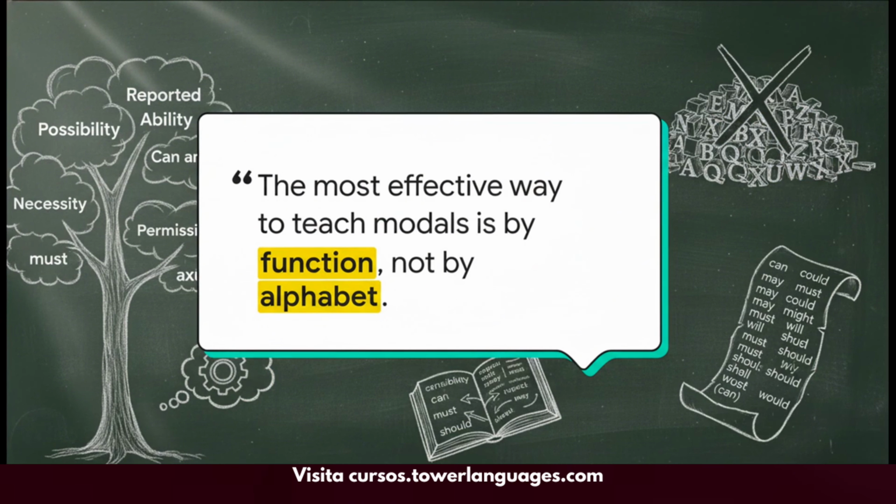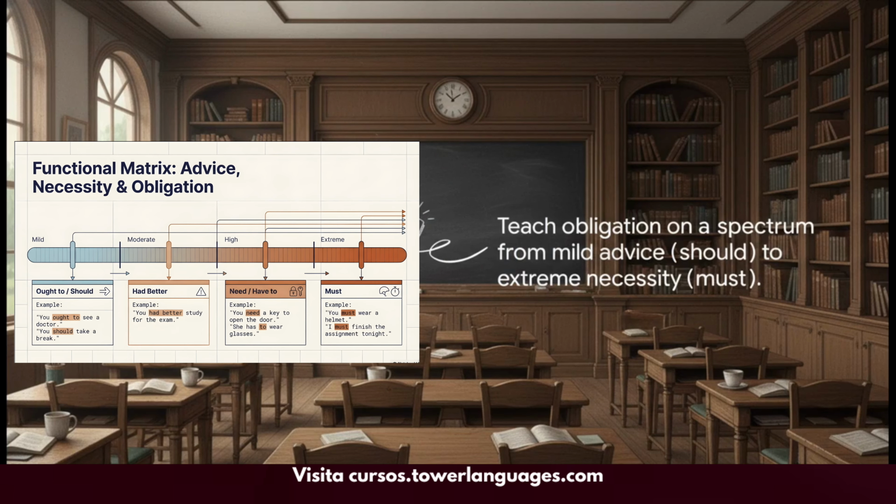Listen, this is a really critical pedagogical shift for you as an educator. Please stop giving your students alphabetical lists of modals to memorize. It's just not effective. The most powerful way to teach them is by grouping them based on what they actually do. For example, you can teach obligation and advice on a spectrum. This visual helps students feel the difference.